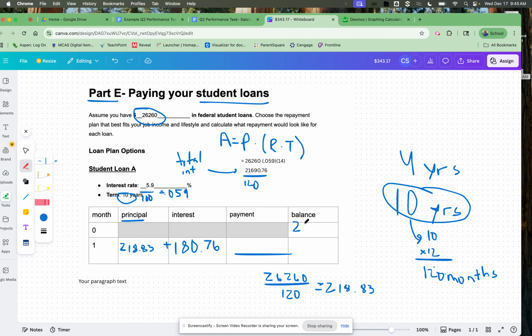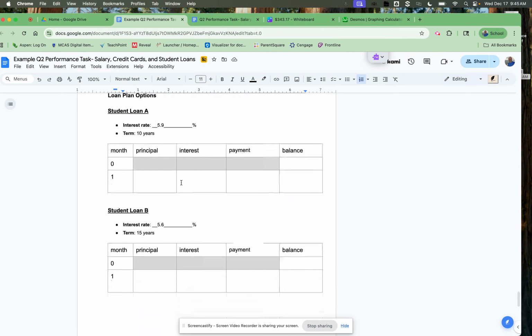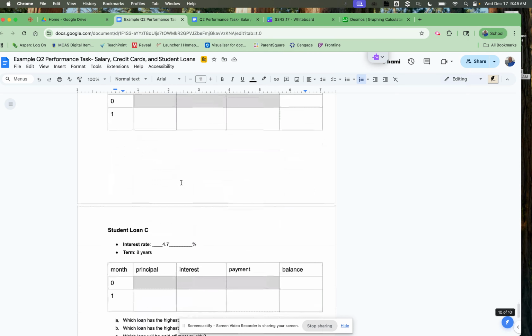So my balance is 26,260. And this number here is the only number that gets counted towards my balance. So I got to subtract $218.83, and that's going to give me what my new balance is going to be. So that's what you're going to do for these 3 loan options.